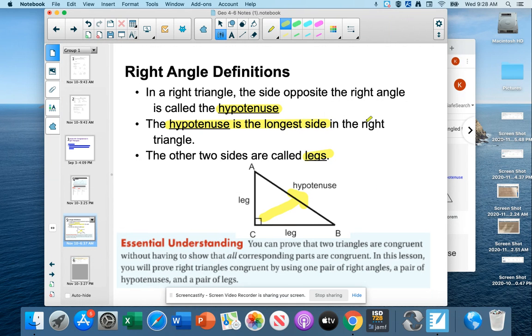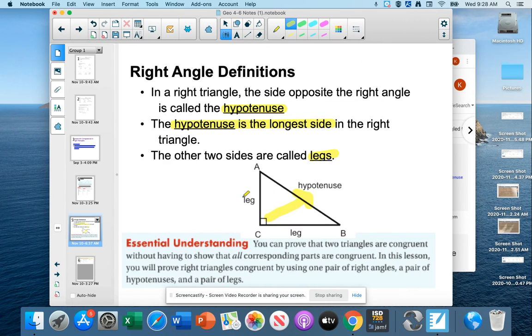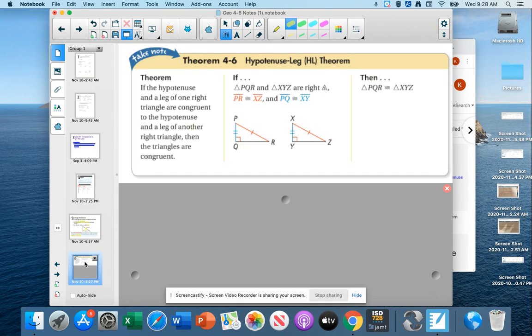So today, what we are going to work on is our essential understanding, where we can prove that two triangles are congruent without having to show everything's congruent. What we need in this lesson are right triangles, and we need to show that a pair of the hypotenuse and a pair of the legs are congruent, and that's all we need to prove that two right triangles are congruent. So I'm looking here at our last theorem of chapter 4, and this is called the hypotenuse leg theorem, or sometimes we just abbreviate it to HL.